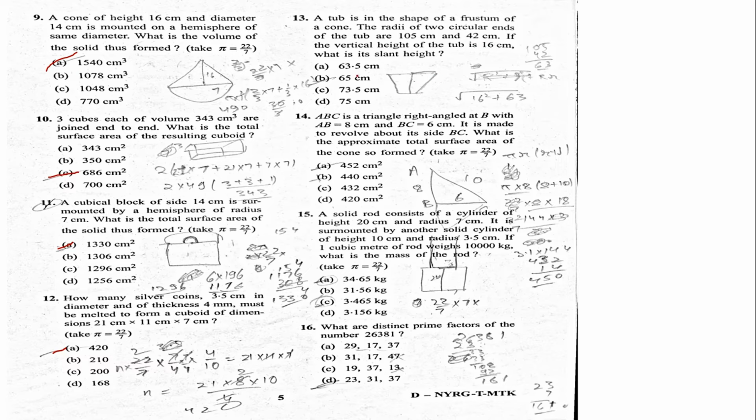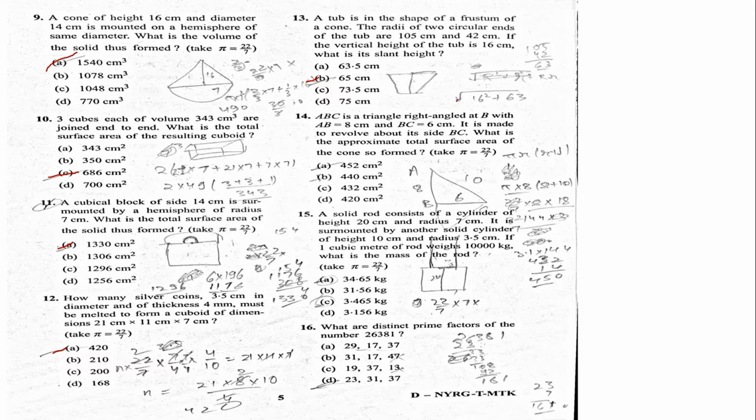So in this situation, the tub is here, and this can be counted immediately from here. The vertical height is 16, and the two radii, one of them is 105 and the other is 42. So the slant height will be from the triplet of 16, 63 and 65. So 65 will be the right answer here, because when we do 105 minus 42, 63 will be the answer.